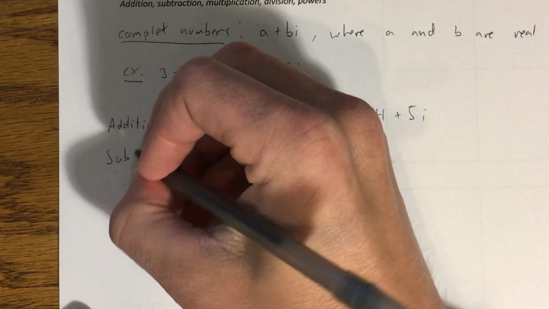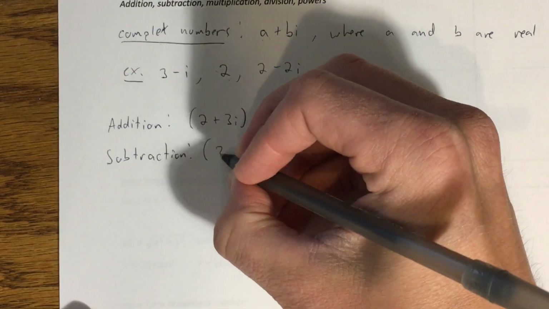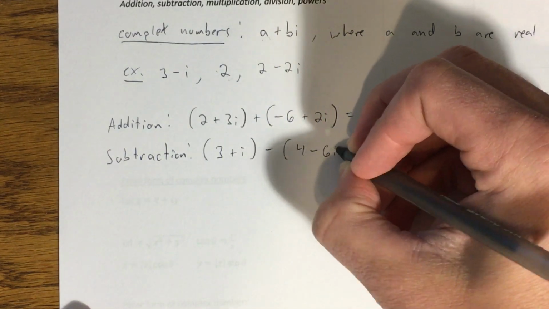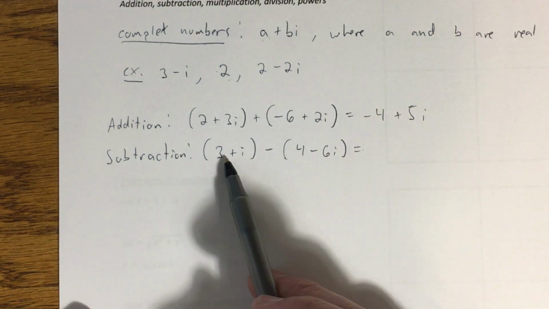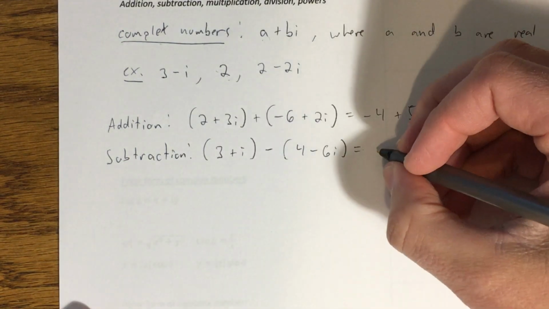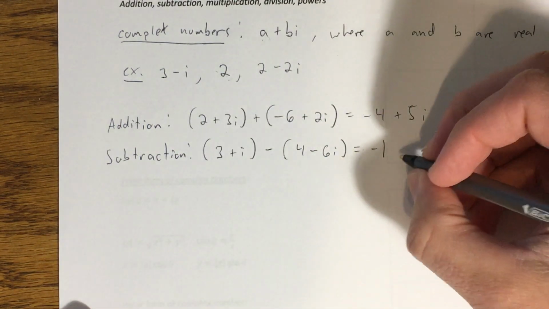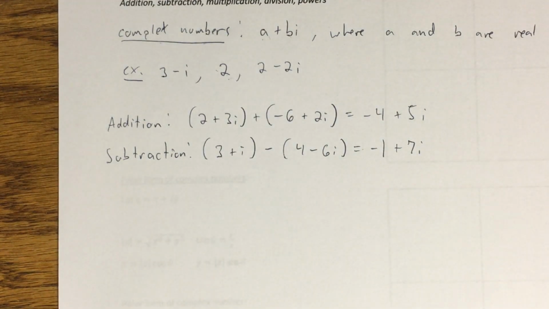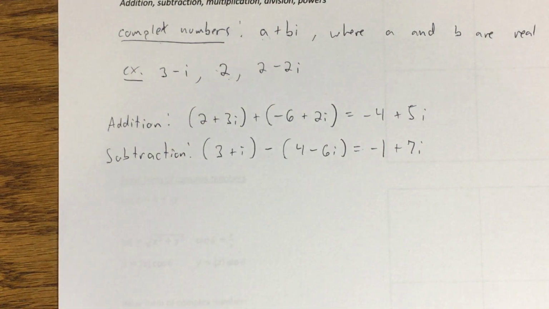Subtraction is similar. If I had something like this, 3 plus i minus 4 minus 6i, I would imagine distributing this minus sign and then still combining like terms. So that would be 3 minus 4, which would be -1. i minus -6i. That's the same thing as i plus 6i, which is 7i. So for addition and subtraction, complex numbers feel the exact same as adding and subtracting linear expressions. You think of that i as if it were a variable, like an x or something.